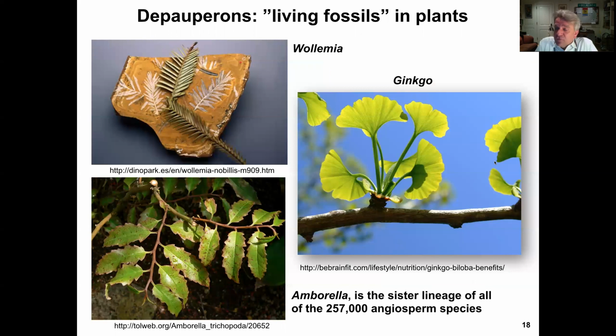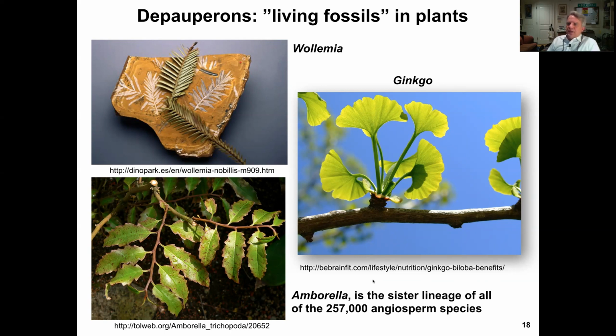There are living fossils in plants. We already talked about the ginkgo and how there's essentially one species of ginkgo, and yet they are one of the 5 major living lineages of seed plants, right? And even within flowering plants, which contain about 257,000 species, there's a living fossil, if not many, but the one we'll point out here is Amborella, which is thought to be the living sister lineage to all other flowering plants.